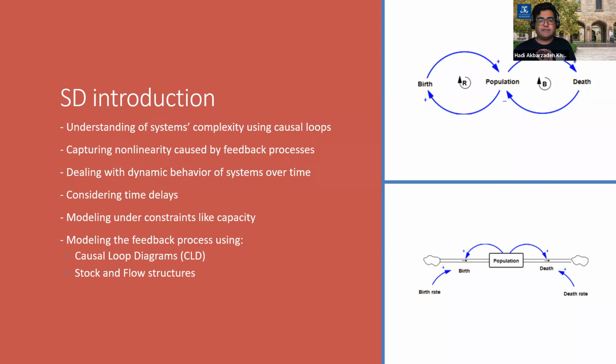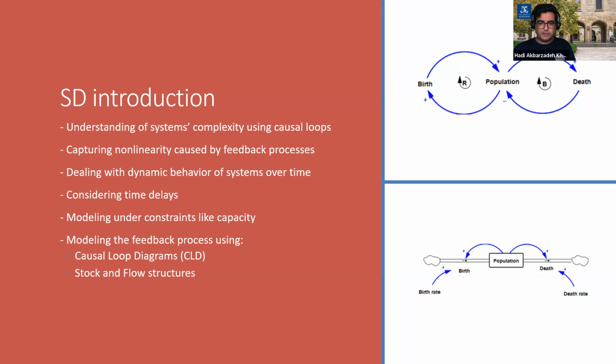And we can also consider capacity in system dynamics, so it's another advantage. If you want to have restricted resources, you can model it using system dynamics. So for example, population cannot increase indefinitely; there is a threshold for that. You can incorporate it if there is something. So if your stock has a limitation to grow or shrink, you can incorporate it in your modeling.